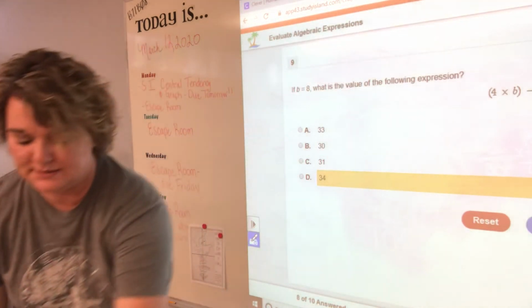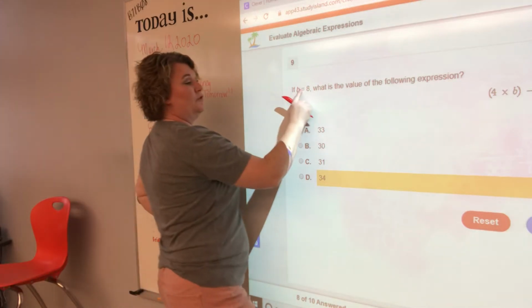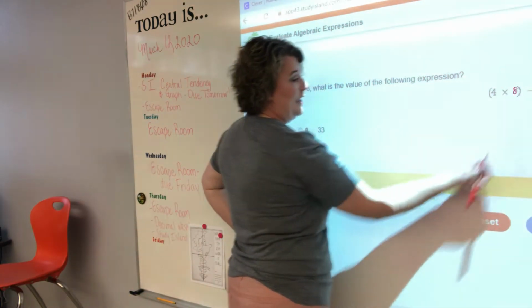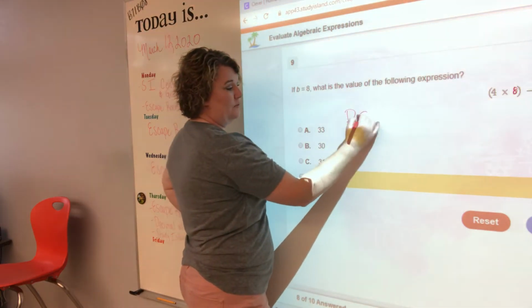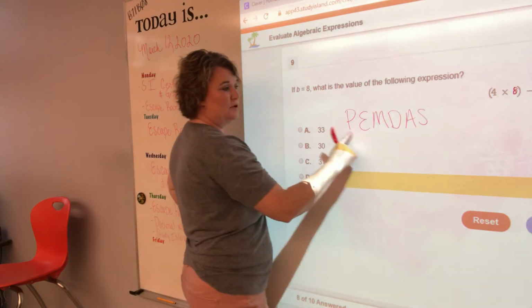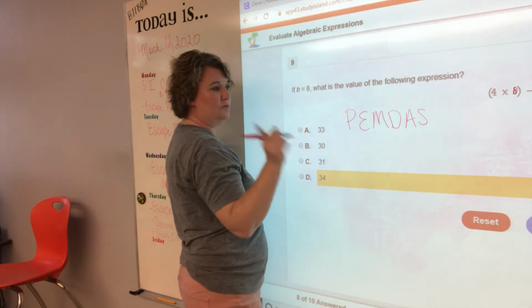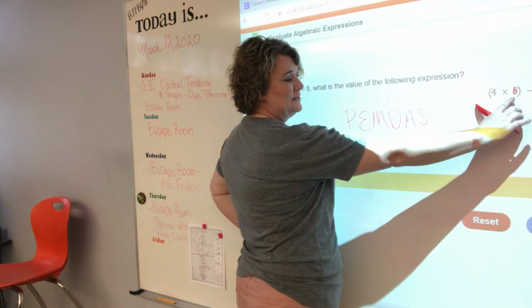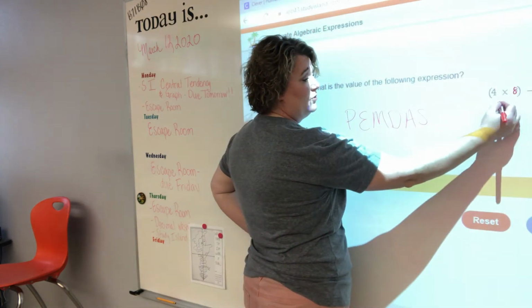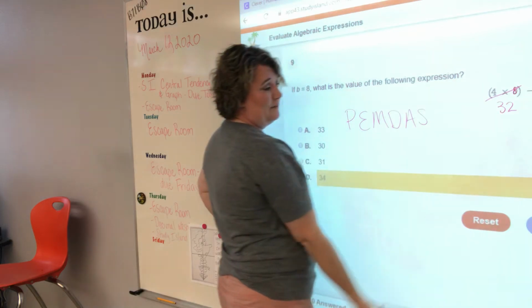If b is 8. So here's my value for b, and wherever I see a b, which is right there, I'm going to put an 8. And same deal, let's go back to that order. Please Excuse My Dear Aunt Sally, P is parentheses, so you have to do parentheses first. So since b is 8, and I wrote that 8 on top of the b, 4 times 8 would get you 32, and that takes care of that parenthesis.